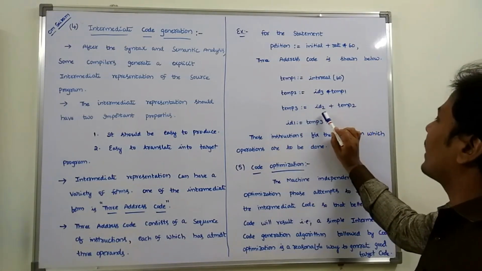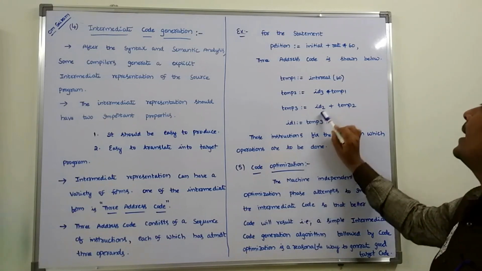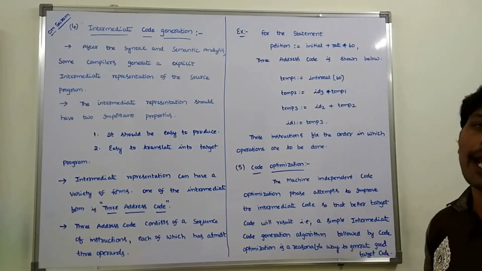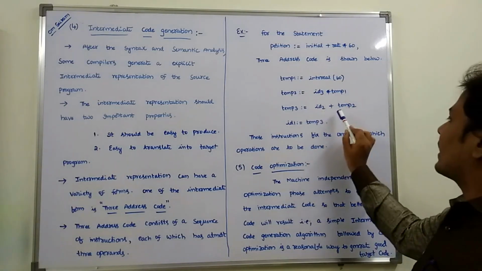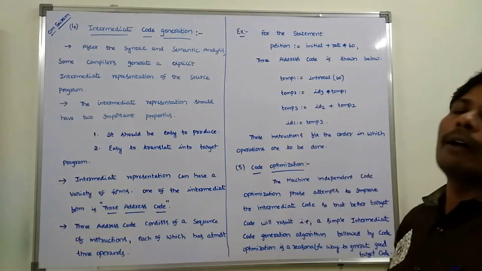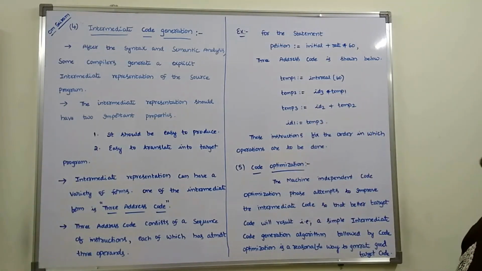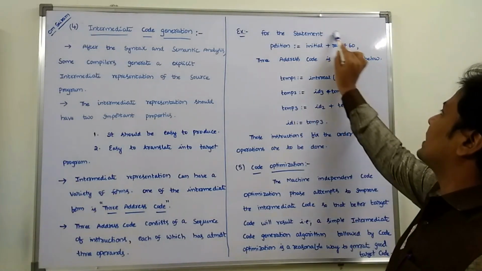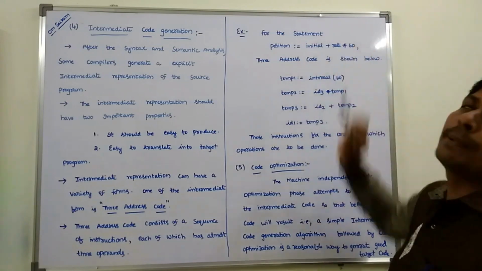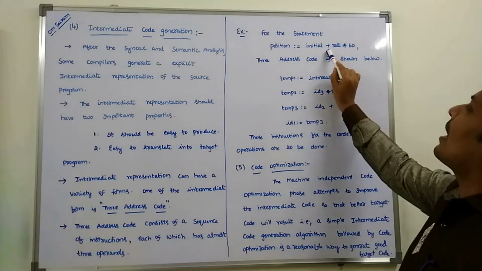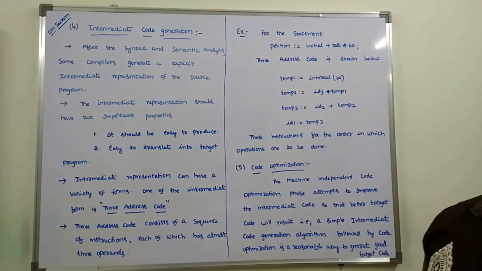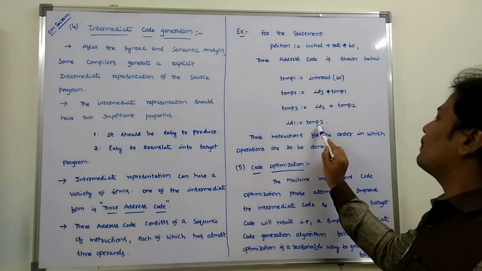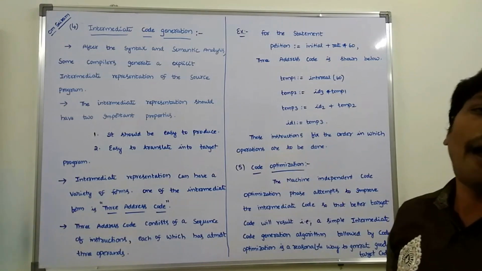Temp2 can be added with ID2. Here ID2 is nothing but initial. This result can be assigned to the variable temp3. Now, the total result is temp3. Temp3 can be assigned to the position. Here position is nothing but ID1. So here temp3 can be assigned to ID1.